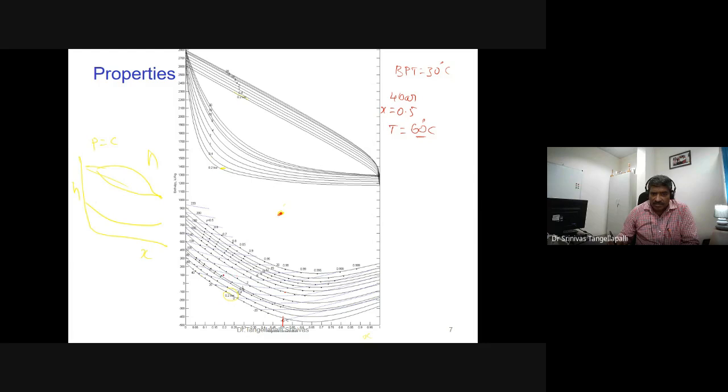This is 4 bar. I have to stop here, okay? Am I correct? I am identifying a point. This is related to 60 degrees centigrade, and pressure is 4 bar. Have you identified this point? 60 degrees centigrade and 4 bar. Okay?